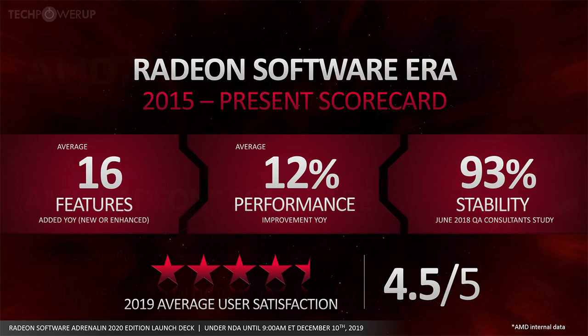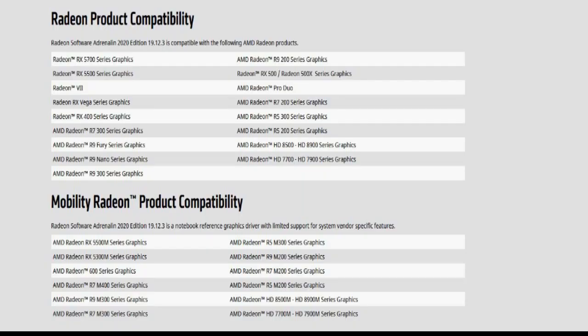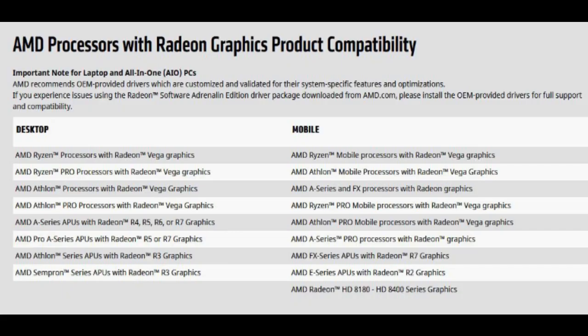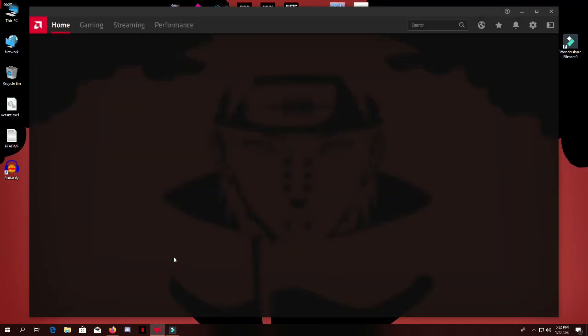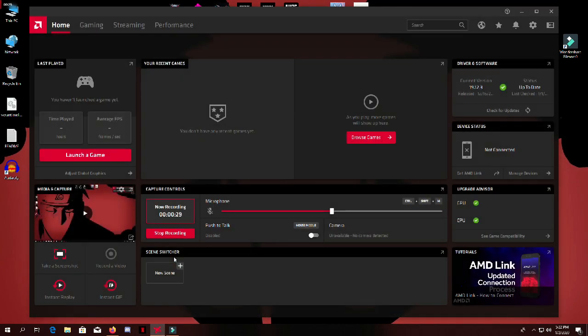Here is the compatibility for desktop Radeon products and mobile chipset GPUs. And here we have the compatibility list for AMD processors with built-in graphics. Okay, first download it from the AMD website or update your current software. After the update, run Radeon software. The user interface will look like this.